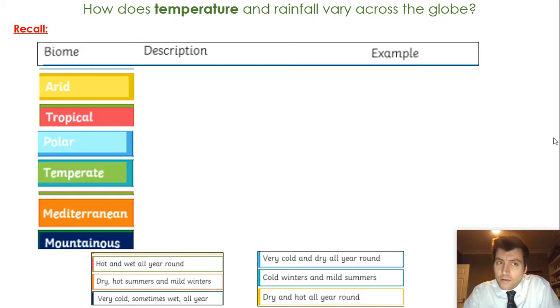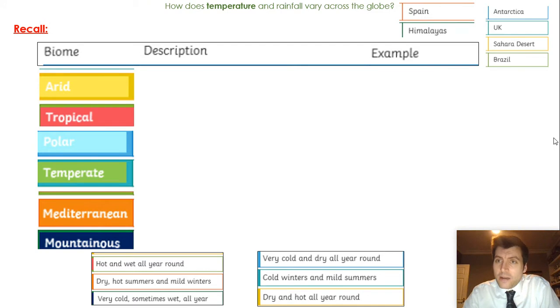Okay, guys, lots of you have now matched the description to the biome, and now what I'd like you to do is think about which example goes with which section. So which biome goes with which description, and then which example. You can see these up in the top right-hand corner now. Which example goes with each of the descriptions in the biomes, please. Okay, guys, pause your video whilst you work through that, please.